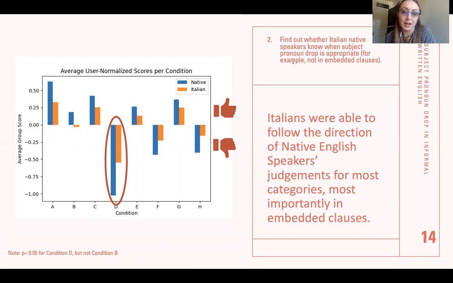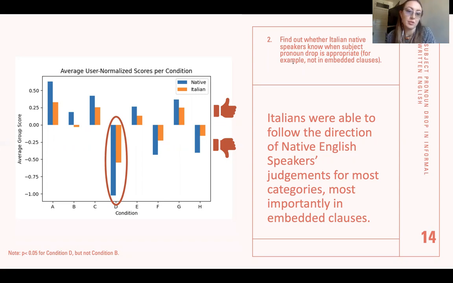And we found that overall, Italians were able to distinguish at least that the embedded drop, which is the one that's circled here, condition D, was unacceptable and much more unacceptable than the rest of the drops, which is great. It's great news.